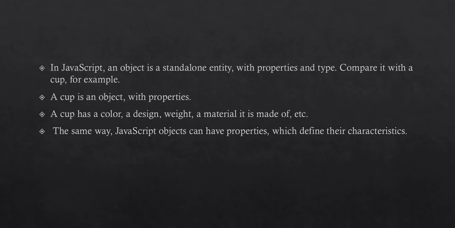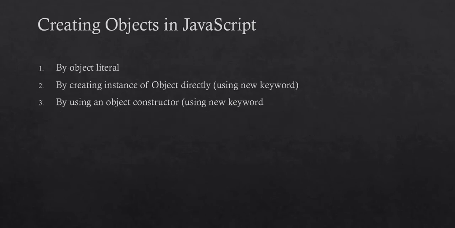For example, an employee has his own ID, name and salary. A book has its own pages, name and author. So every object has its own properties. We can create three types of objects in JavaScript: by object literal, by creating an instance of an object directly using the new keyword, and by using an object constructor using the new keyword.